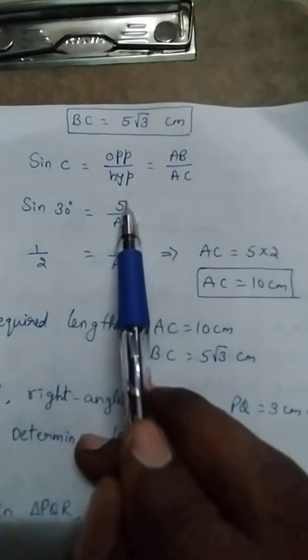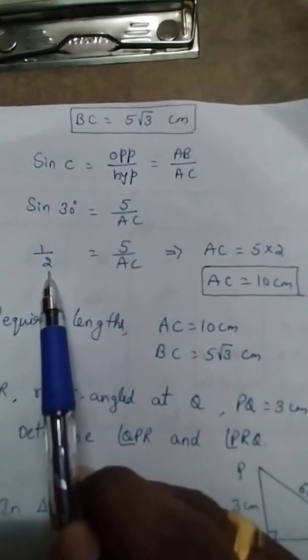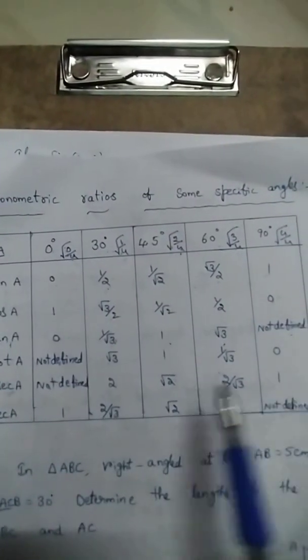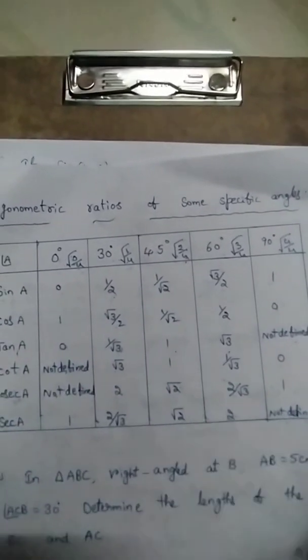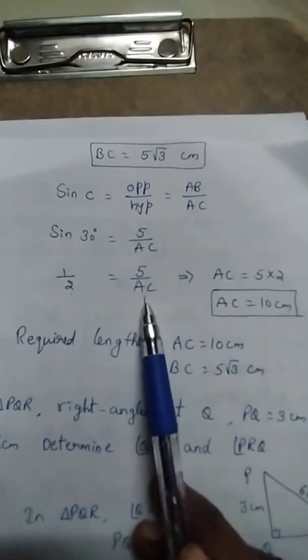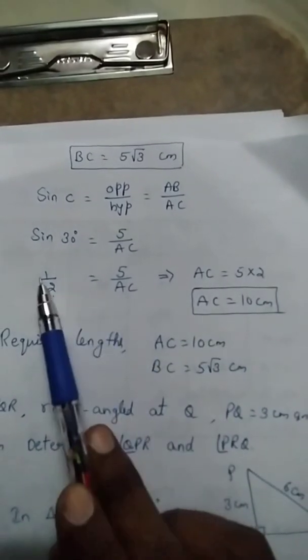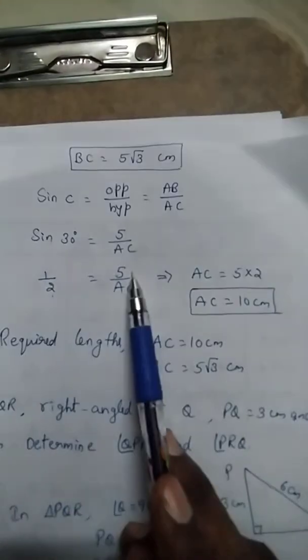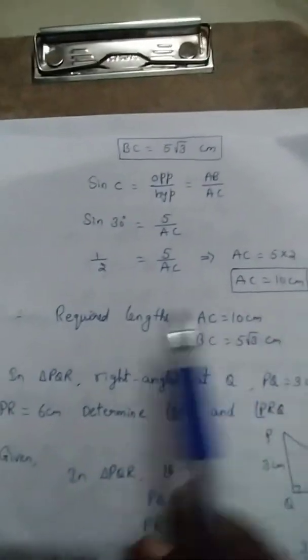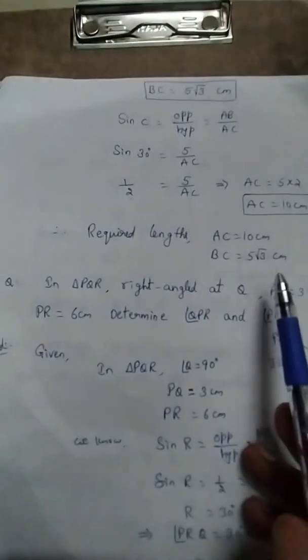Then sin 30 degrees is equal to 5 by AC. Sin 30 value is 1 by 2. So how can you know sin 30 degrees value is 1 by 2? You must know it by heart, otherwise you must understand these values. Sin 30 degrees is equal to 1 by 2, that is equal to 5 by AC. Then by cross multiplication, AC is equal to 2 into 5, AC is equal to 10 centimeters. These are the required lengths: AC is equal to 10 centimeters and BC is equal to 5 root 3 centimeters.